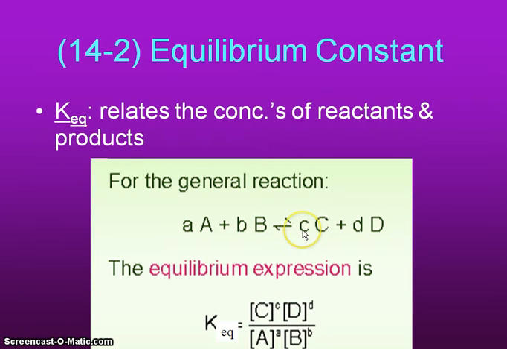So if this were a 1, you wouldn't obviously have to do anything, but if it were 2, you'd have to square this value. If it were 3, you'd have to cube it, and so on. So you multiply the products and divide them by the reactants that are multiplied together.